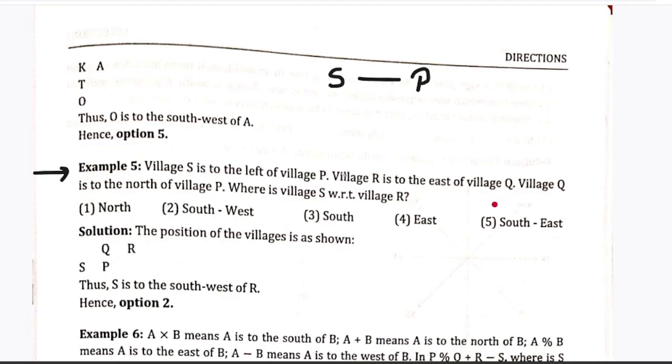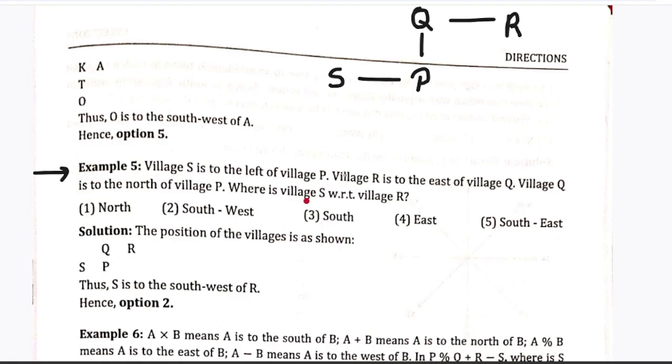Leave it for a moment. Village Q is to the north of village P. Now I can say village R is to the east of village Q. R has to be here.